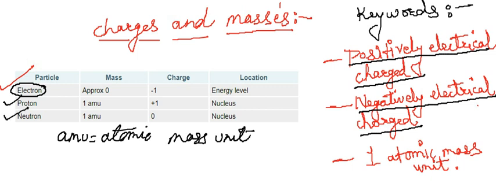Now for the neutrons, they are similar to protons but their charge is neutral because they don't carry any charge. So their mass is 1 atomic mass unit, their charge is 0, and their location is the nucleus. So that's all about atomic structure. In the next video we will talk about the mass number and atomic number.